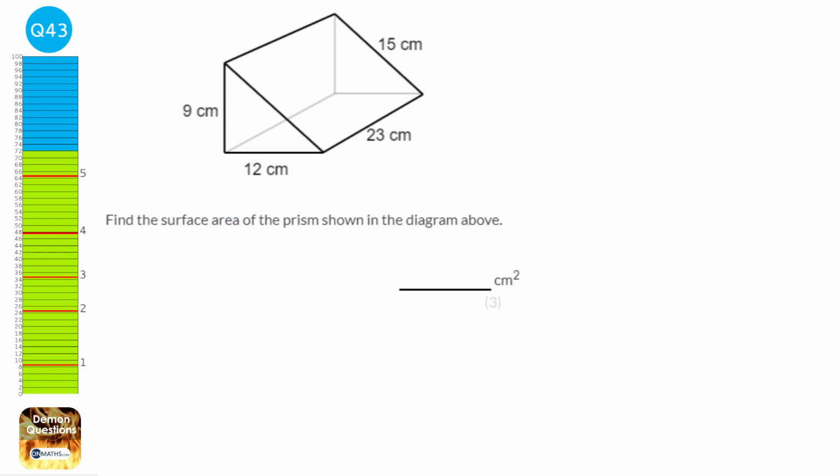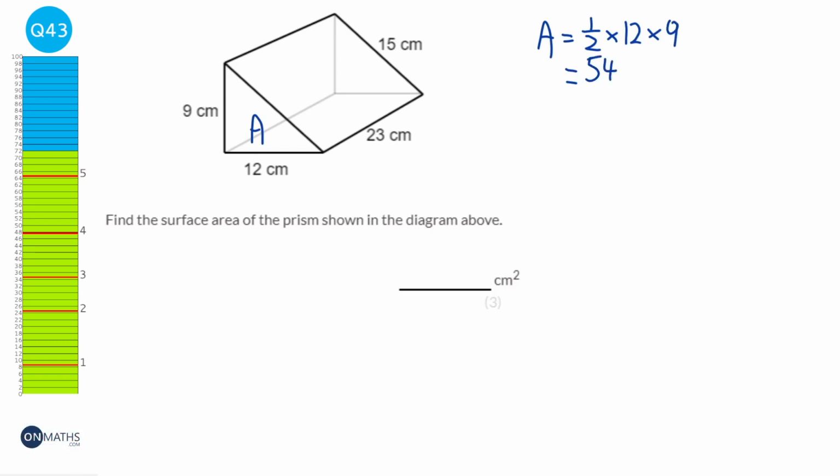So we're going to go through this shape and work out the area of each of the shapes in the triangular base prism. So we're going to start with this triangle at the front. And the formula for working out the area of a triangle is half times the base, which is 12, times the height. And so that's going to be 54.